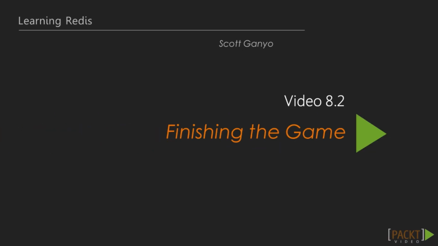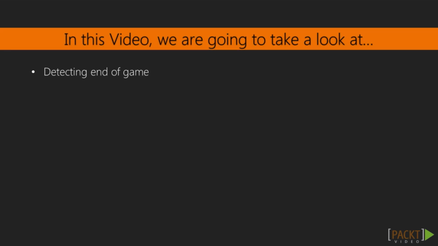Hey, welcome back to Learning Redis. This is video 8.2, finishing the game and scoring. In our last video, we talked about sorted sets in anticipation of implementing a leaderboard for our game. But we're not quite ready for that. We need to finish the game first. In this video, we're going to take a look at detecting the end of the game and declaring the game over so we'll be able to score it.